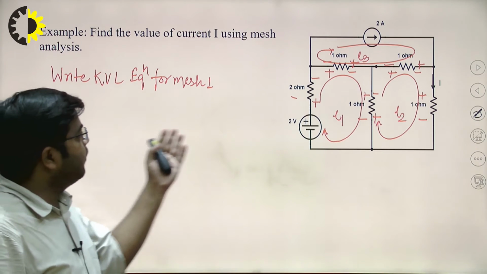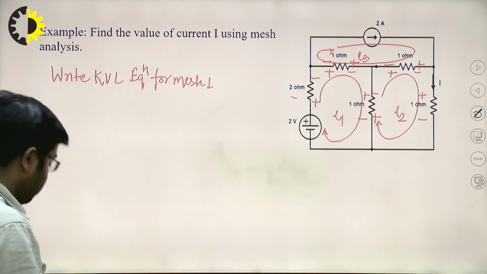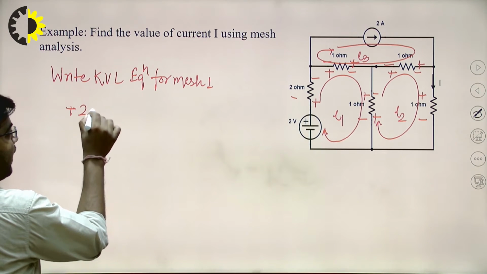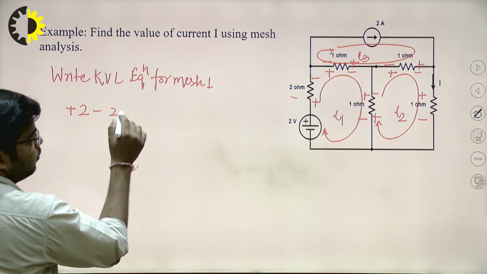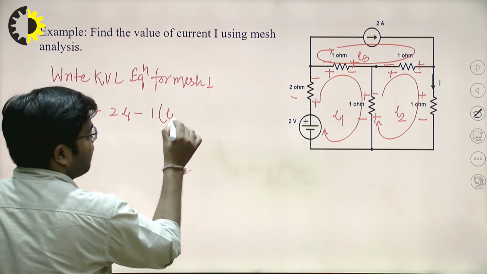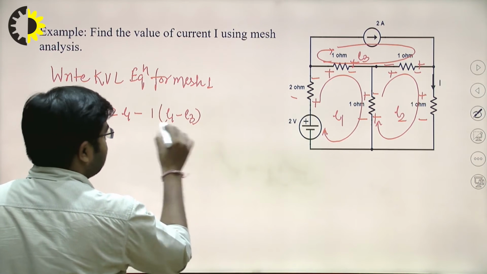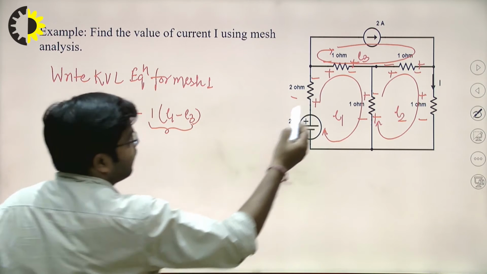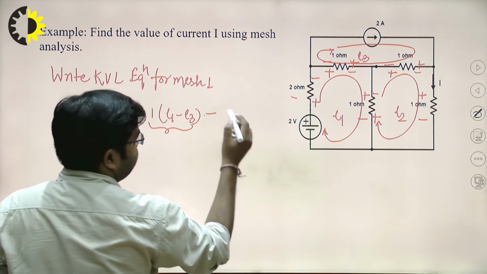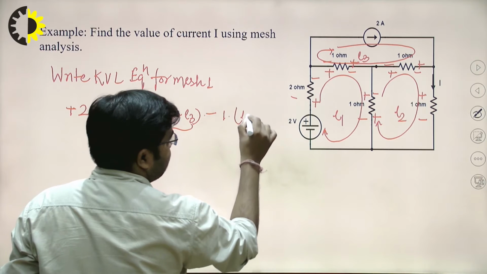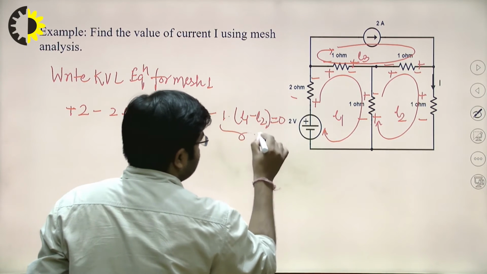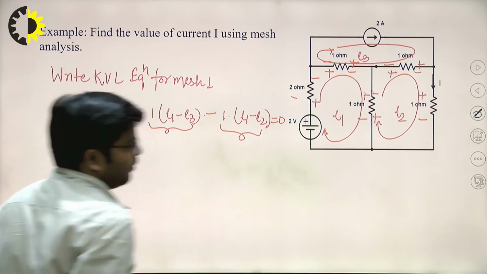First write the KVL equation for mesh number 1. So plus 2, then minus 2 into I1, then minus 1 into (I1 minus I3). This is the voltage drop across this resistance. Then you can write 1 into (I1 minus I2), that is equal to 0. This is the voltage drop across this resistance.